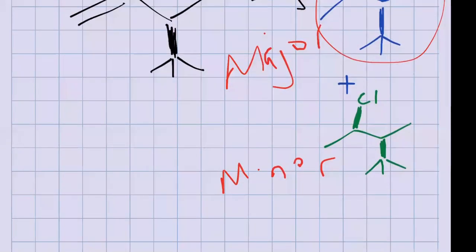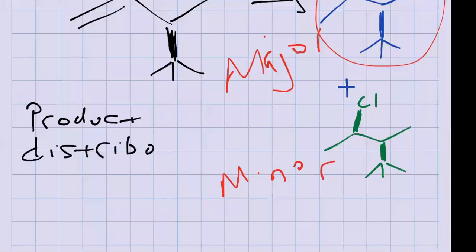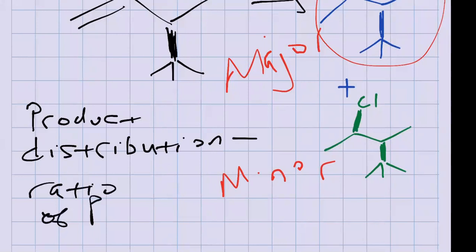Major and minor, that's the term we use to describe that. It's called a product distribution. Let me write that down for you. It's called product distribution. That's the ratio of products in a competitive reaction. If I can't write a U that doesn't look like an O, I'm going to retire.